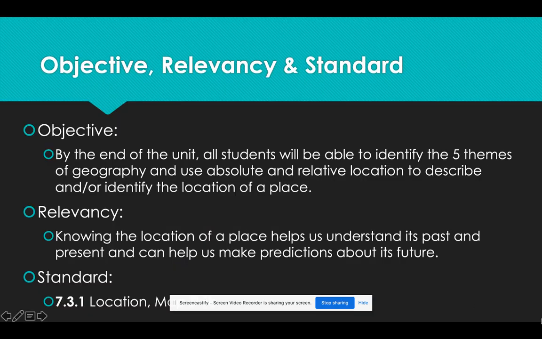Welcome to today's geography lesson. By the end of the unit, all students should be able to identify the 5 themes of geography and use absolute and relative location to describe and/or identify the location of a place. We'll also be looking at the different types of maps that we use today.